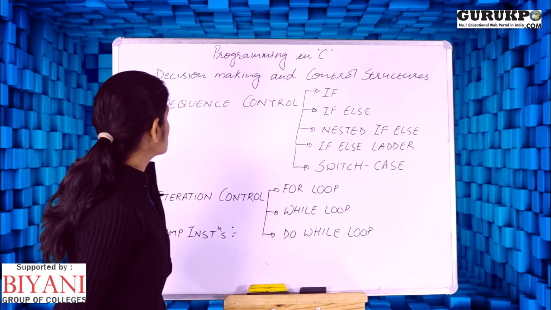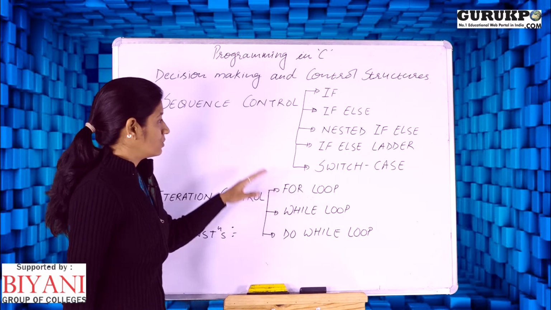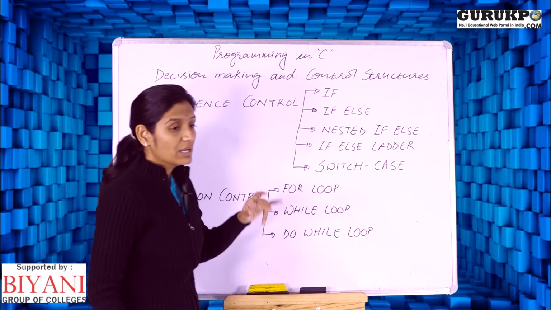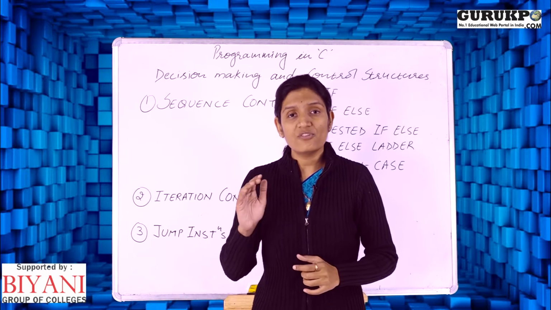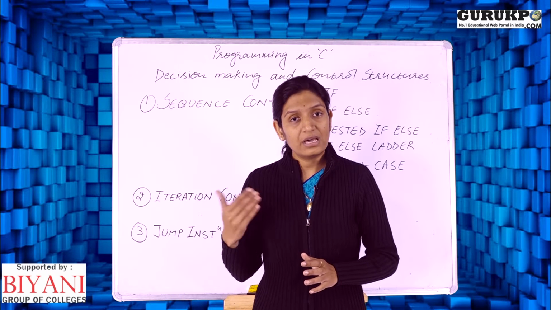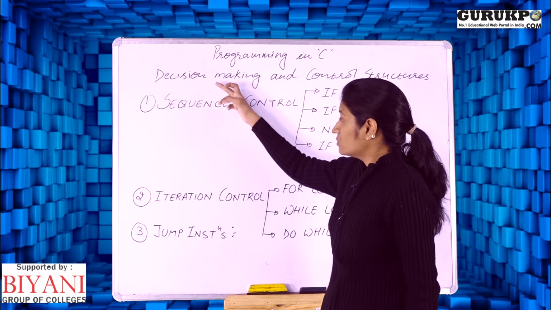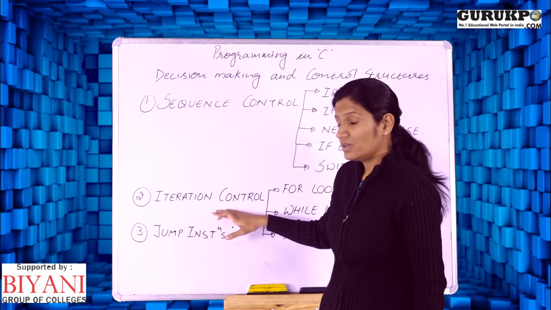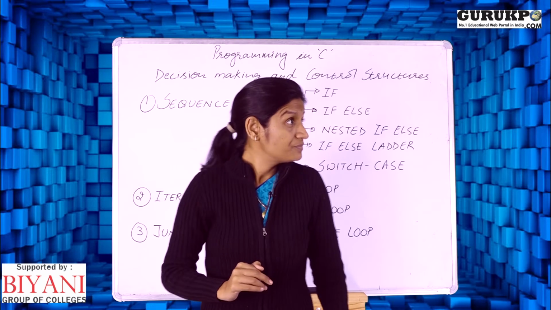Today we are going to discuss decision making and control structures in C. So basically there are three types of decision making and control structures. These are the instructions which are used to control the sequence of our program, whether it is based on some condition, whether they are iterative or whether they are some jump statements. So first is sequence control, second is iteration control, and third one is jump instructions.